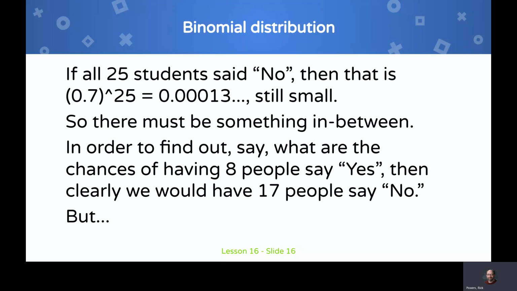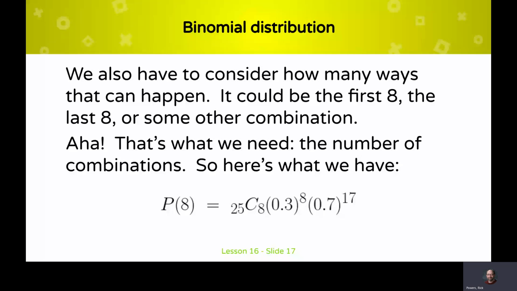In order to find out, say, what are the chances of having 8 people say yes, then clearly we would have 17 people say no, but we also have to consider how many ways that can happen. It could be the first 8, or the last 8, or some other combination. Aha, that's what we need, the number of combinations. So here's what we have. Probability of 8 is equal to 25C8 times 0.3 to the 8th times 0.7 to the 17th.